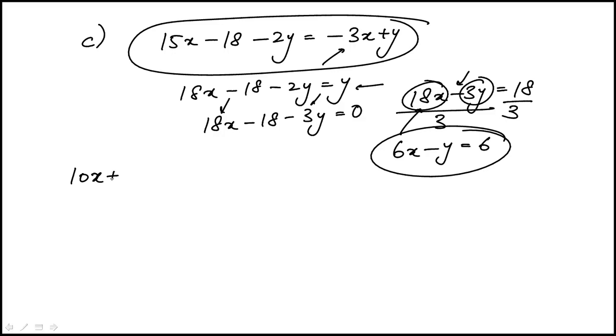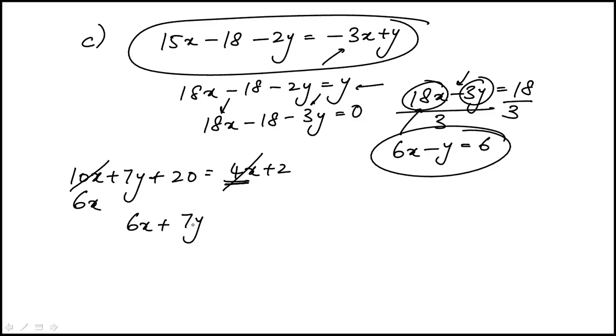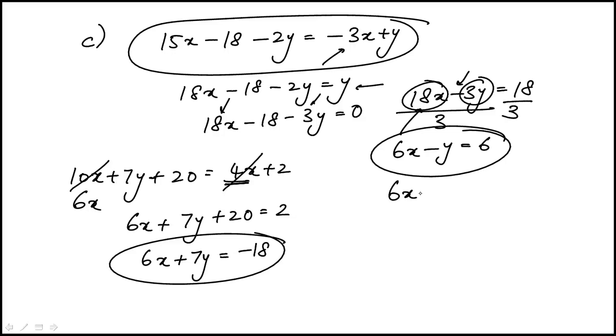Now the second equation, I'm going to simplify it in the same fashion, combining like terms. So subtract 4x from both sides, so that becomes 6x. And we have plus 20 equal to 2. Subtract 20 from both sides, and we get 6x plus 7y equal to minus 18. So this is my system of equations.